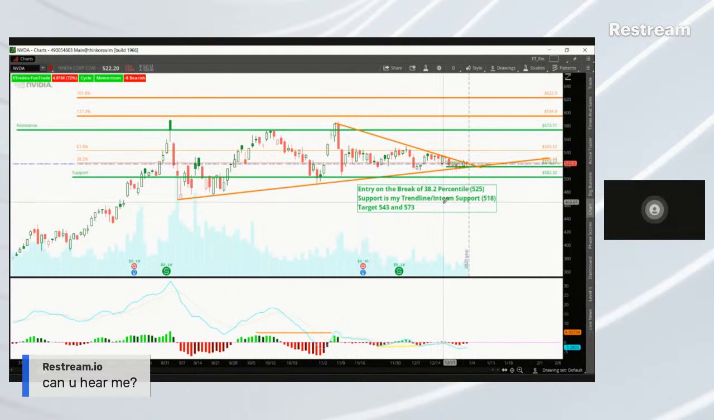So this is my trade plan for Nvidia. Entry on the back of the 38.2 percentile, which is 525. Support is my trend line or interim support based on the 30 minutes chart, which is 518. And my targets are 543 and 573, based on my fib levels of the daily chart or the resistance. So this is my first target, second target, and third target. This is how I do it. This is how I come up with my trade plan.